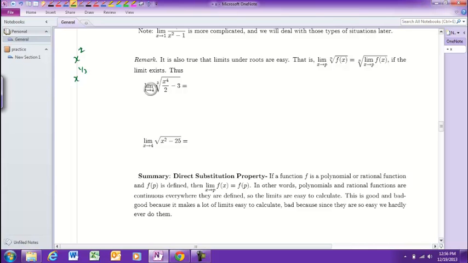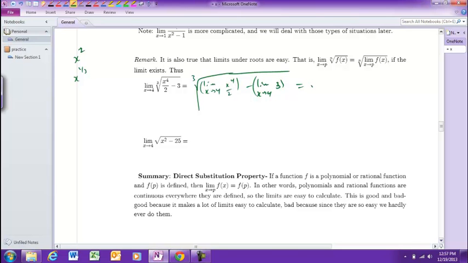So here, the limit as x approaches 4 of the cube root of x to the 4th over 2 minus 3. This is the same thing as the cube root of the limit as x approaches 4 of x to the 4th over 2, keep that easy, minus the limit as x approaches 4 of 3. And I'm not going to go ahead and write this out 4 times and divide it by 2. I'm just going to go ahead and plug in 4 here.